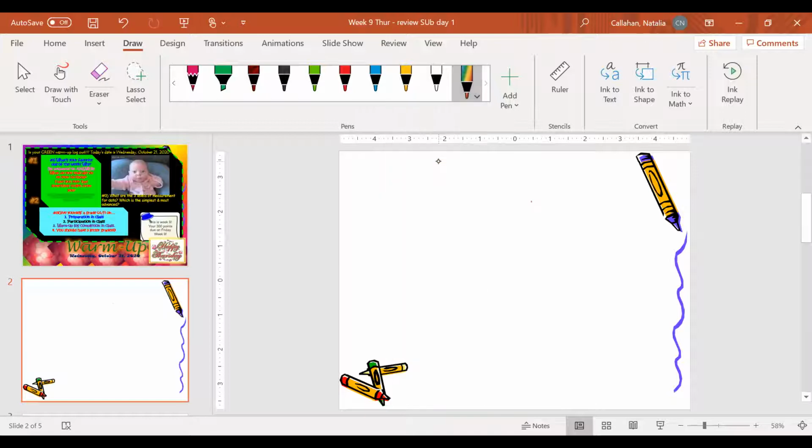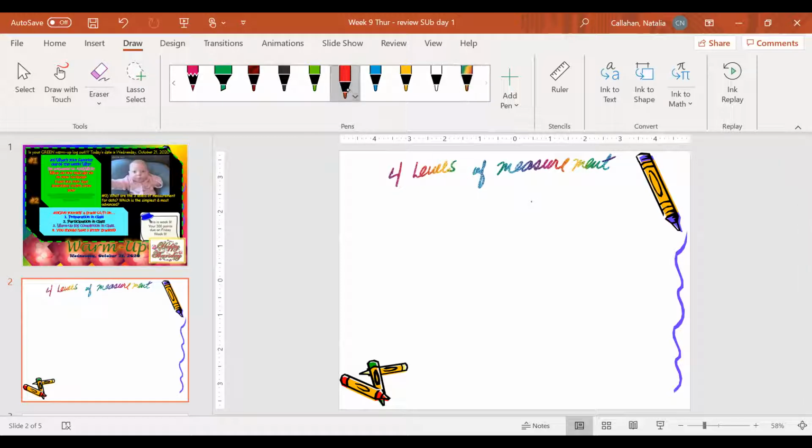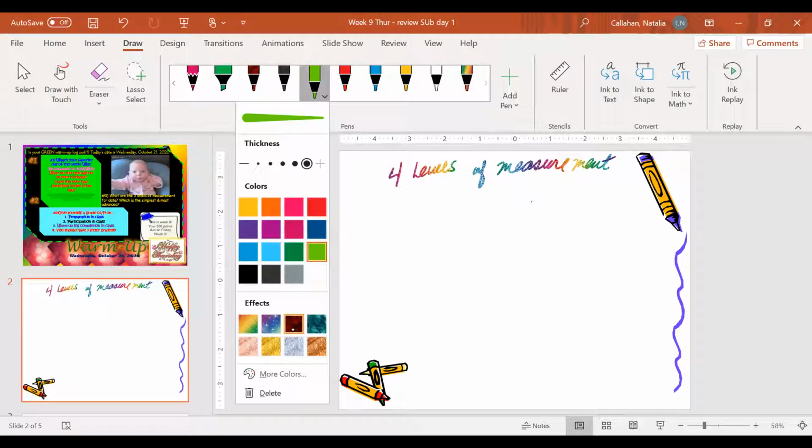That's amazing. All right, so here are the 4 levels of measurements. So what that means is that when you're collecting data, there are 4 different types of data that you could be collecting. Some are obviously more simple than others. Others are a little bit more complicated. So let's go ahead and take a look.